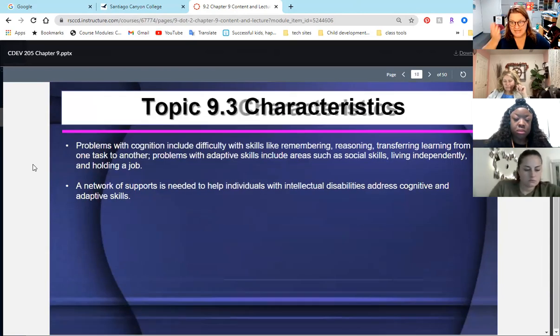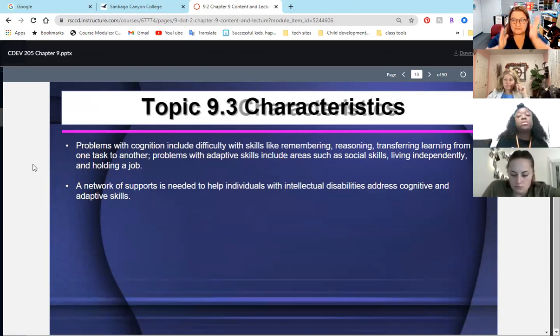And again, the category of IDEA is important to a certain degree, but really just getting the right supports for the student under either category is equally as important.